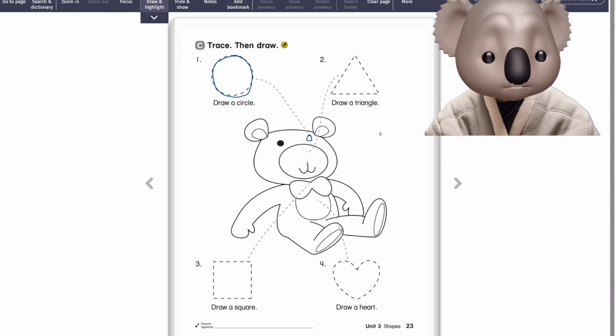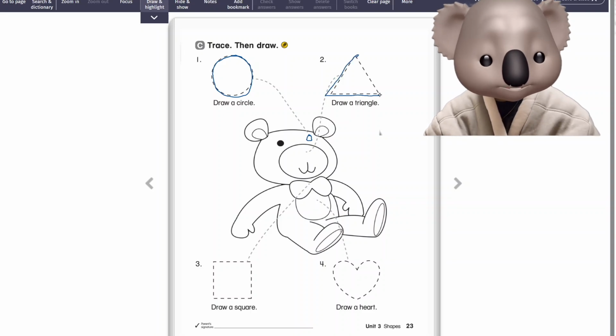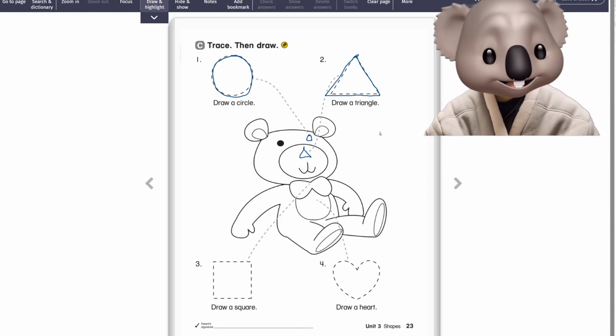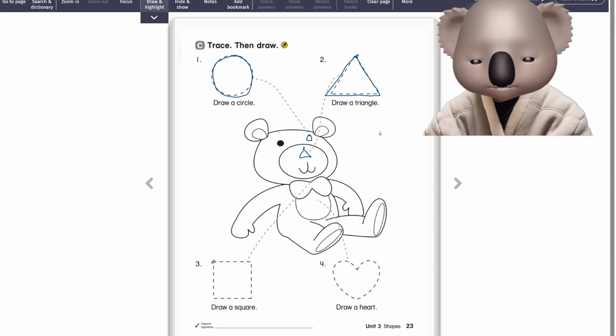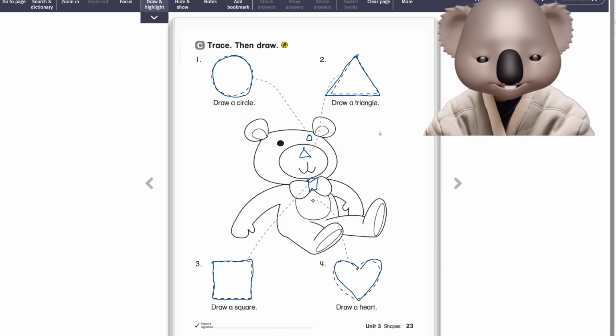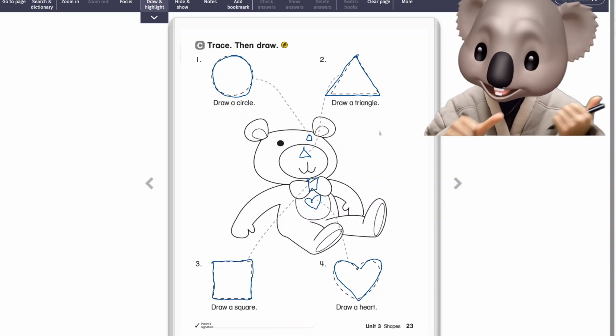In number 2, we're going to trace a triangle, and then we will draw a triangle. In number 4, we're going to trace a square, and then draw a square. And our last one, we will trace a heart and draw a heart. Great job! Let's keep going.